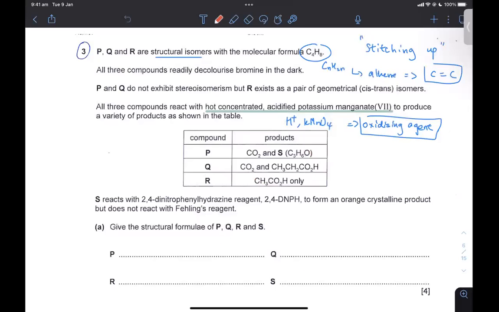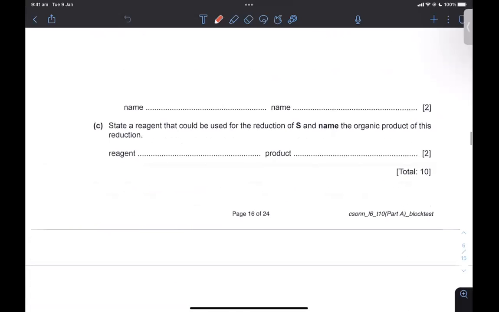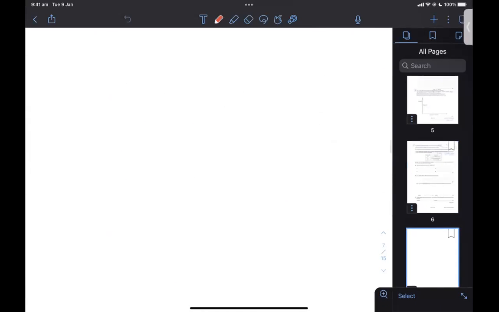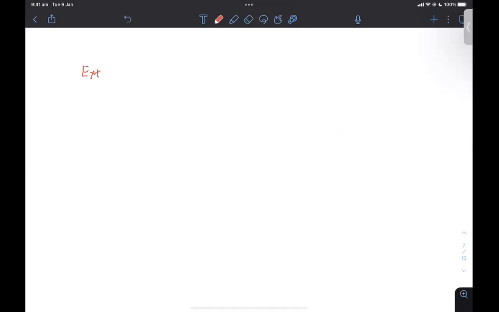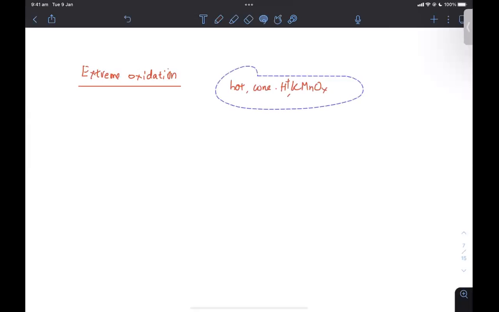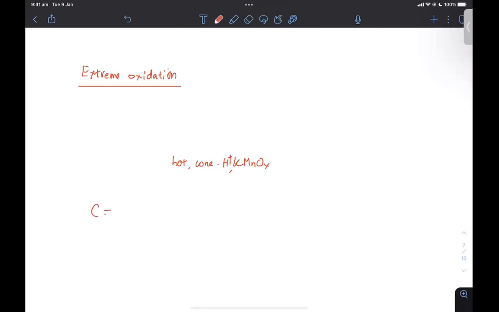All right. Now, based on this chemistry, I'm just going to outline a couple of important concepts. This is about the extreme oxidation, the oxidative cleavage, using hot, concentrated acidified KMnO4. Now, what actually happened? Well, let me show you an example.